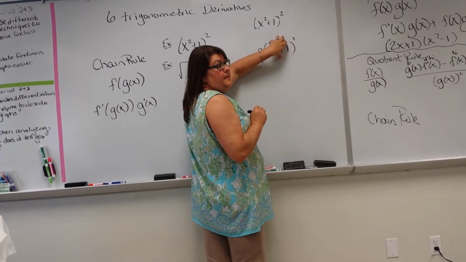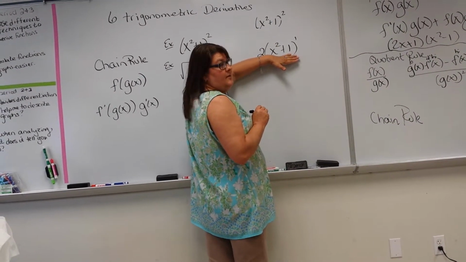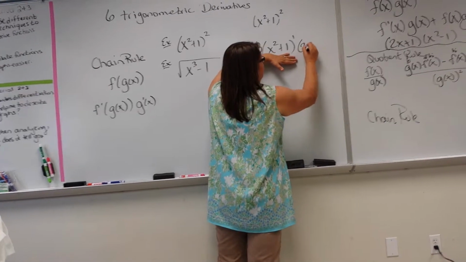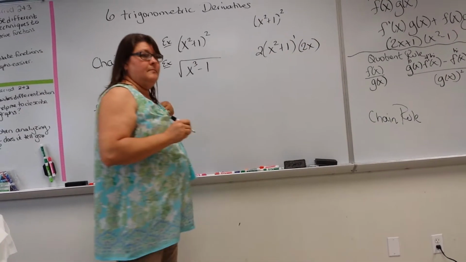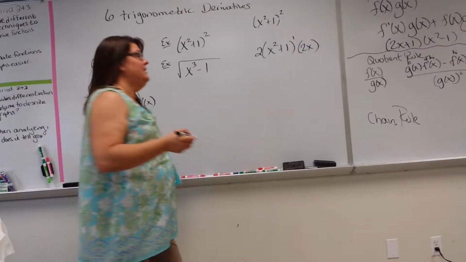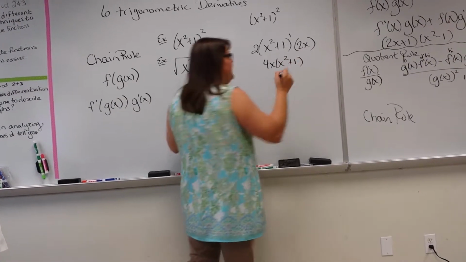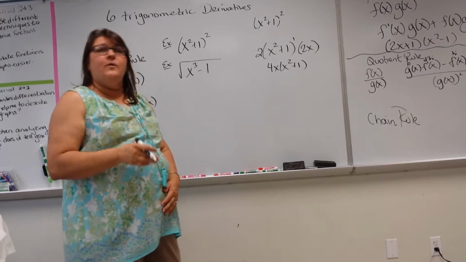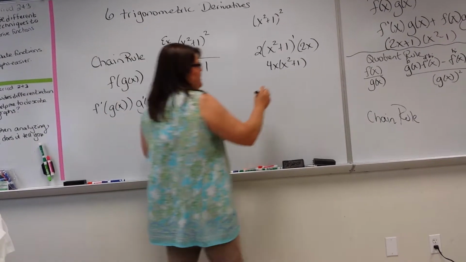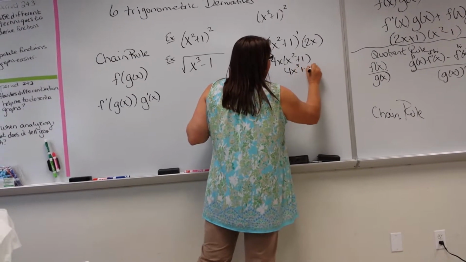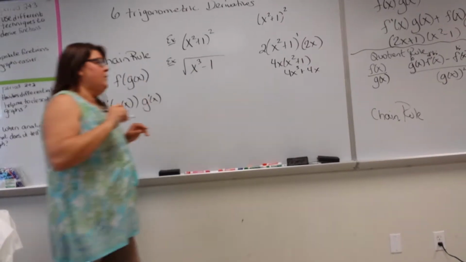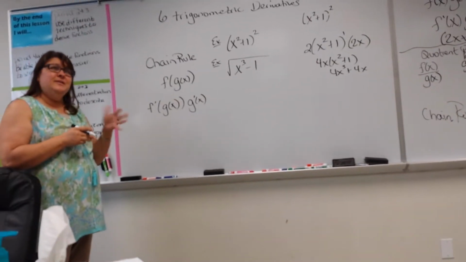And now you have to get the inside derivative, which is 2x. That's really easy. So you clean it up: you get 4x times x squared plus 1. And because it's to the first power, I can still distribute the 4x through. So 4x cubed plus 4x. Are we good?